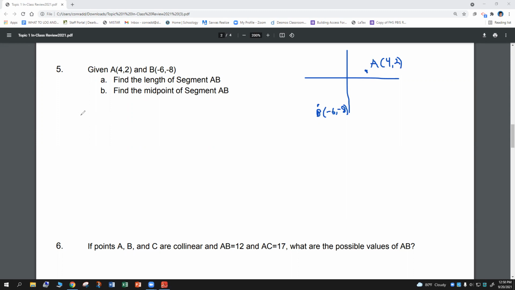Right, so the first one is the length of the segment. That's going to be our distance formula, right? The distance between the two endpoints of a segment is the length. So the distance formula, right, we're going to do x2 minus x1 squared plus y2 minus y1 squared.